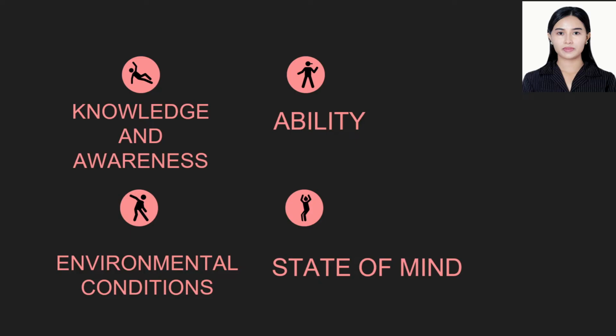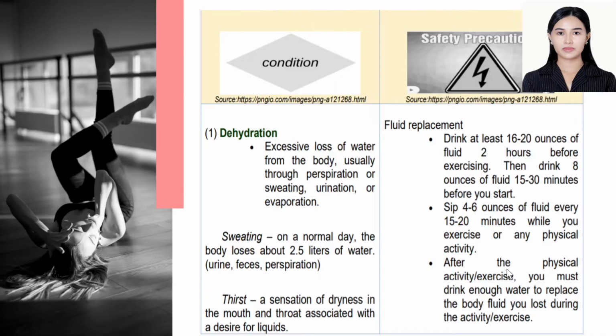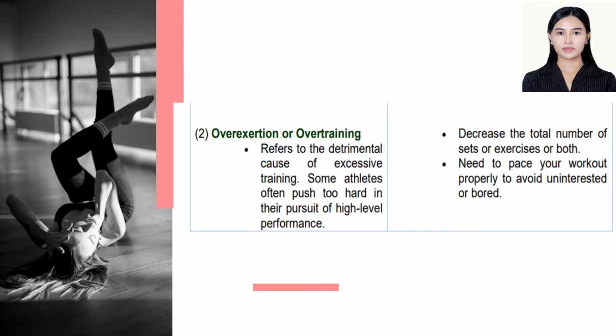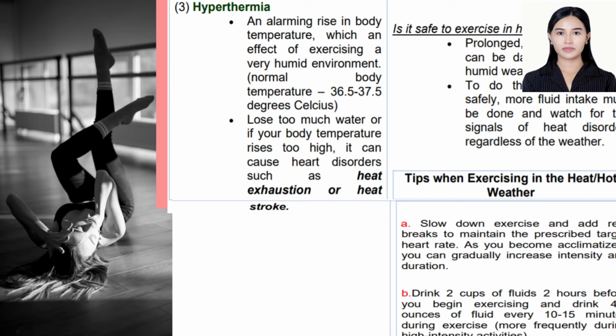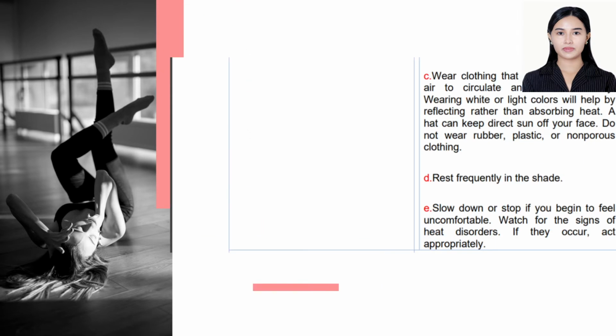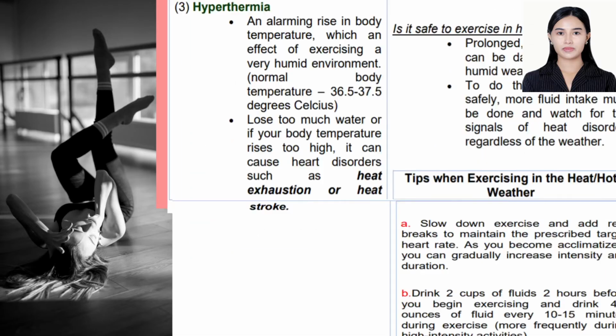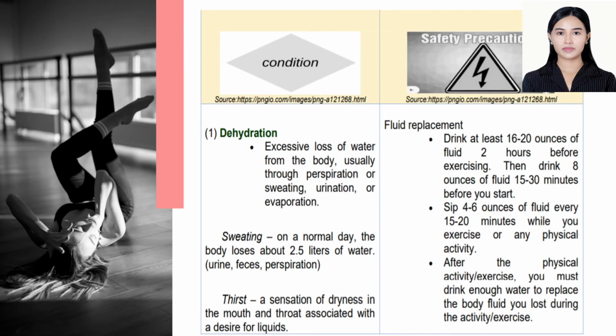Now, as you engage in moderate to vigorous physical activities, you need to observe some personal safety precautions to avoid certain conditions related to physical activity participation. These conditions include dehydration, overexertion or overtraining, hyperthermia, and hypothermia. Now let's start with dehydration.